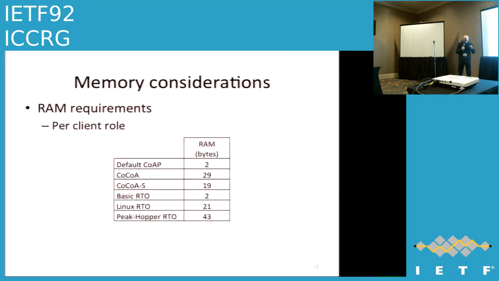Okay, so the improvement achieved by CoCoA comes at the expense of some additional memory requirements. Here we can see the RAM requirements per client row with each of the considered algorithms. Whereas default CoAP just consumes 2 bytes of RAM per client, CoCoA requires 29 bytes per client. This is somewhat in the order of the RAM requirements of Linux RTO, and it is anyway below the RAM requirements of the Big Hopper RTO algorithm. Next, please.